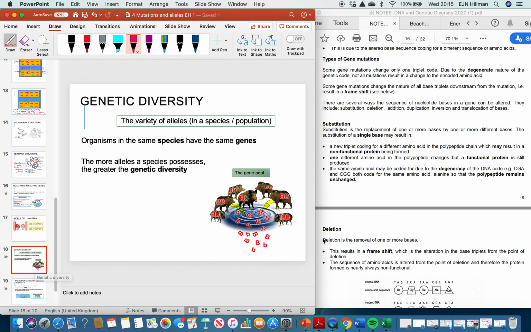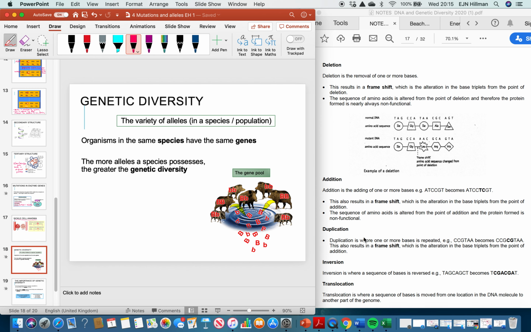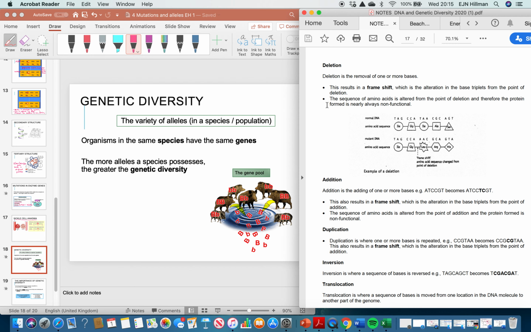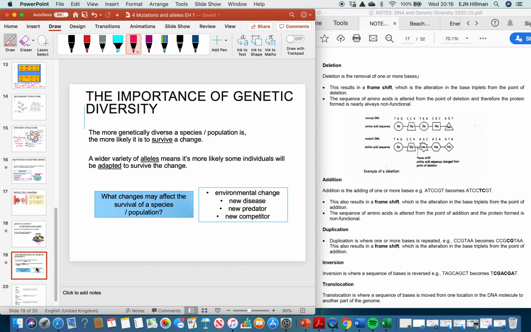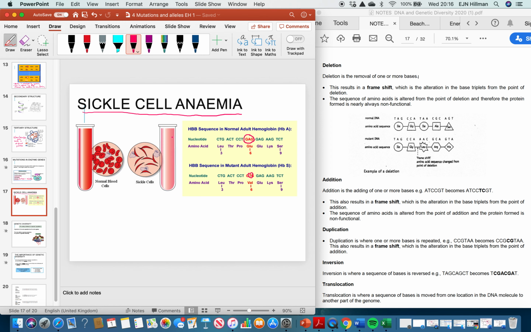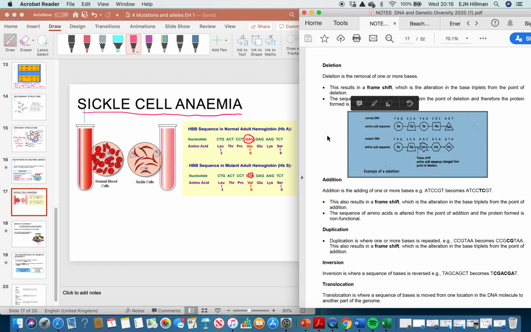Okay, so the next type of mutation is a deletion. Deletion involves a removal of one or more bases. Now this is problematic. I don't have it on here because it causes what's called a frame shift.